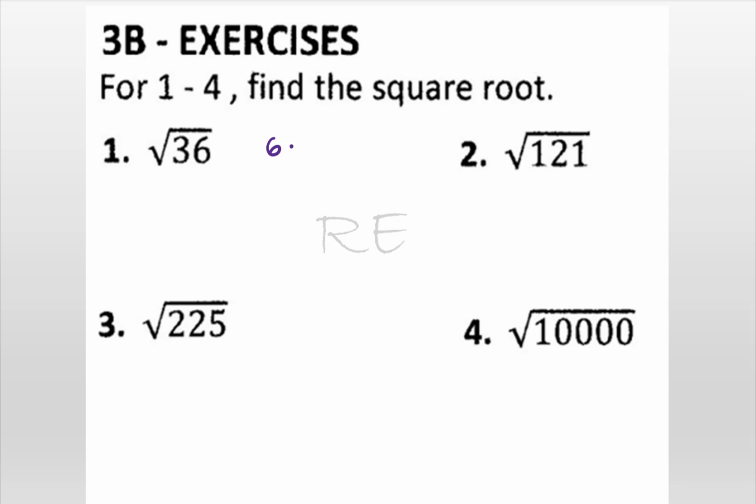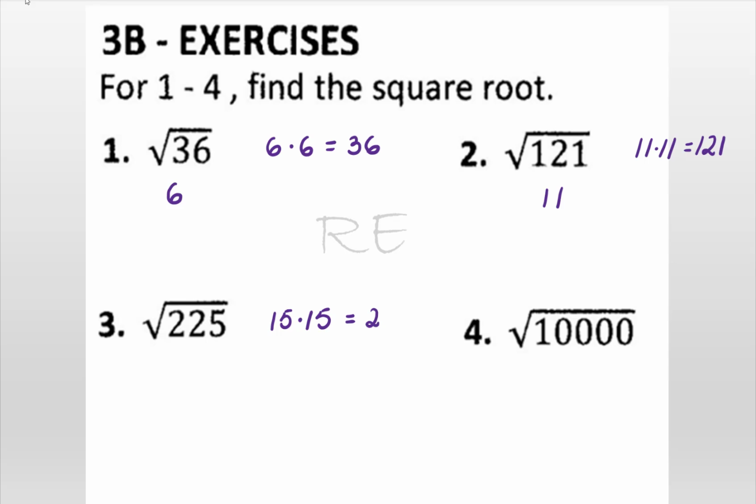Find the square root. Because 6 times 6 is 36, the principal square root, the positive square root of 36 is 6. Because 11 times 11 is 121, the principal square root of 121 is 11.